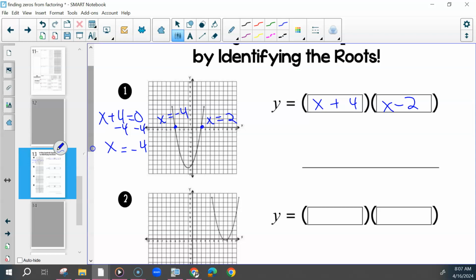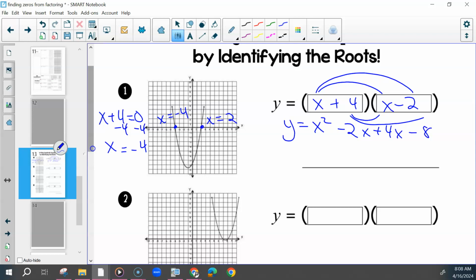So then to get our equation, going back even further, we're going to distribute this. So x times x would give us x squared, and then we have -2x plus 4x minus 8. Combine like terms. What's our final equation? X squared plus 2x minus 8. And if I put this in and this in, they should overlap, and I would be able to see those zeros also.